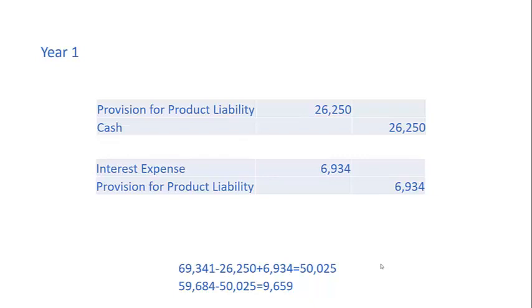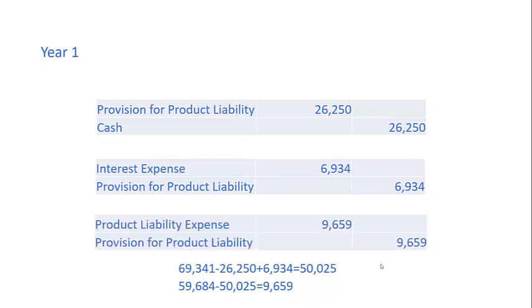So we recognise the interest expense, and so what we're effectively saying there is that if we'd done nothing, our liability would have gone up by that amount simply due to the impact of discounting. And finally, we have to adjust our provision for product liability up to the new value, which is $59,684. That's an increase of $9,659.